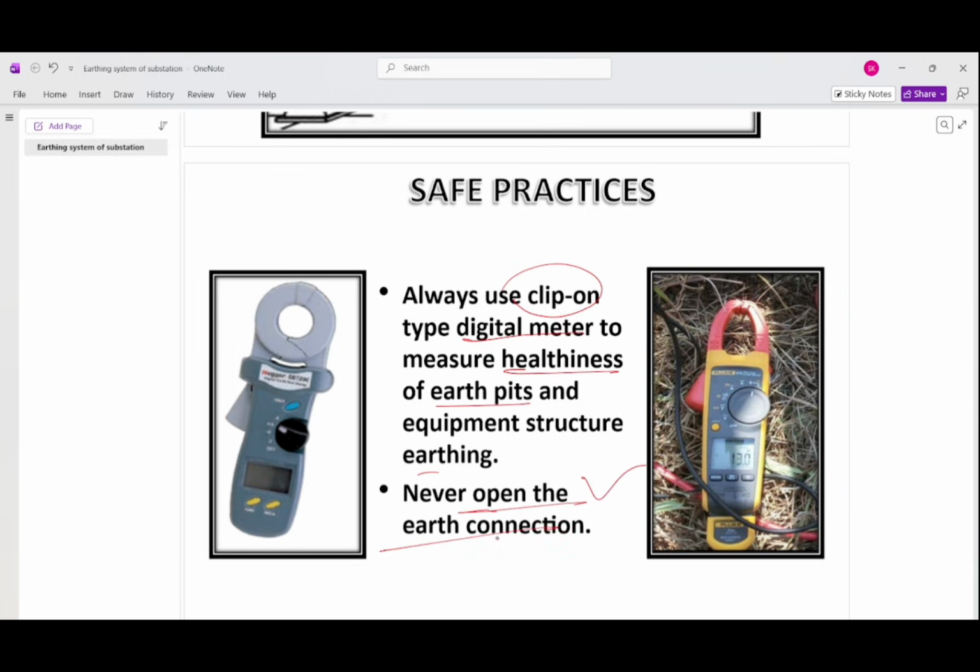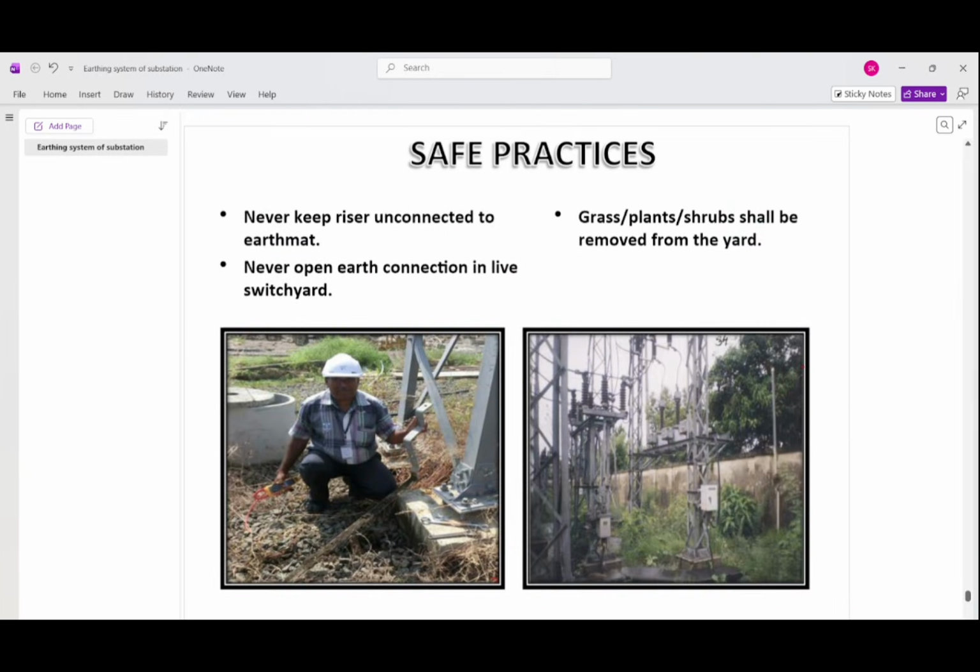This is very important. Whenever there is a live substation, never open the earthing conductor, earthing connection. Very important. Safe practice. Never keep risers unconnected to the earth mat. Never open the connections in a live switchyard. Grass, plants, shrubs shall be removed from the yard.